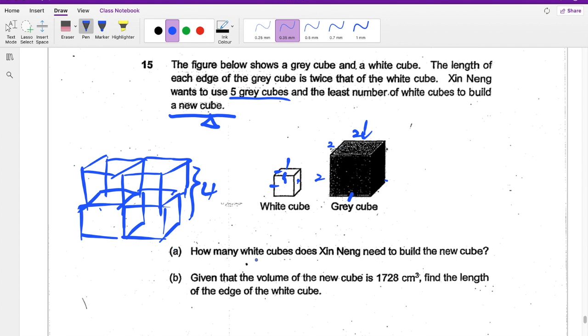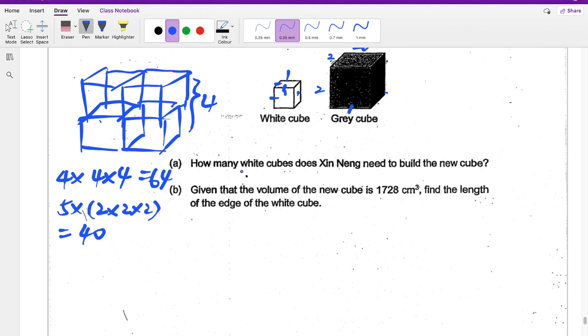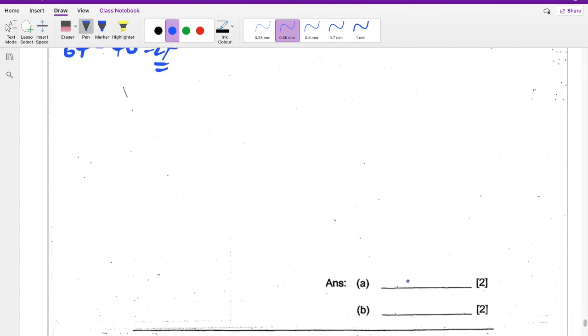Then for y cubes, we can calculate based on the volume. If the final cube's side is 4, the total will be 4 times 4 times 4, which is 64. But for the gray cubes, the volume is 5 times 2, 2, 2, which is 40. So the y cubes should fill 64 minus 40. So the y cubes need to fill a volume of 24. For each unit cube, the size is 1, so you need 24 cubes.